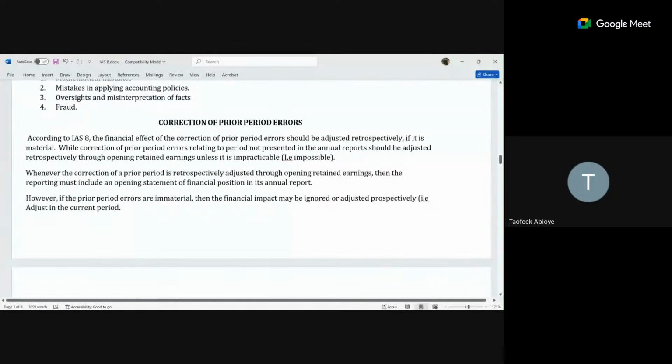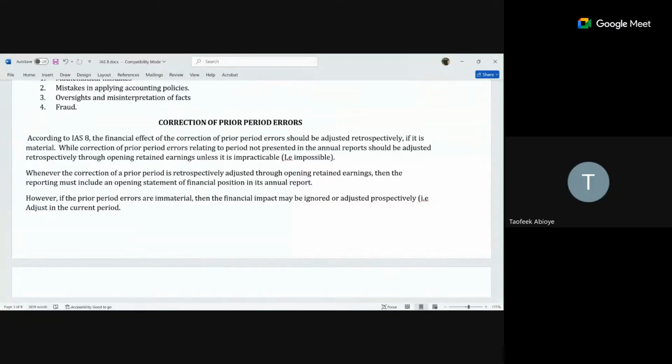So, correction of prior period errors. According to IAS 8, the financial effects of correction of a prior period error should be adjusted retrospectively. You should go back and correct that previous error that you made, if it is material. While correction of a prior period error relating to a period not presented in the annual report should be adjusted retrospectively through opening retained earnings, unless it is impracticable, that is, impossible.